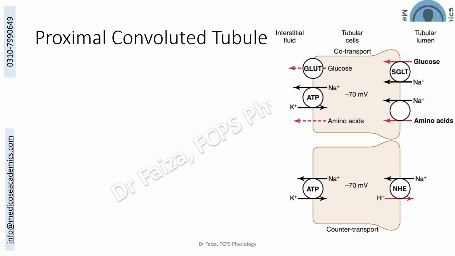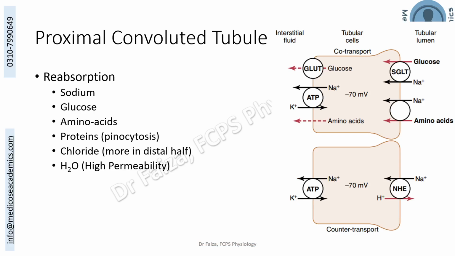Proximal convoluted tubule reabsorption is in front of you. You can appreciate the reabsorption of sodium, glucose and amino acids here. Also, there is some reabsorption of proteins by pinocytosis, chloride mostly in the distal half, and it is also freely permeable to water. All the absorption occurring in the proximal convoluted tubule is going to be isoosmotic. As much as the solutes are being absorbed, the water will be following it.